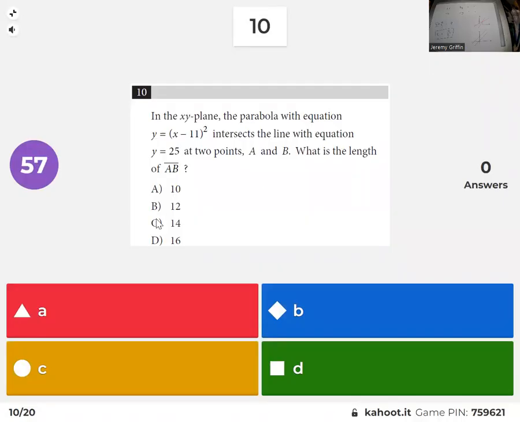A parabola with that equation intersects that line at 2 points A and B. What is the length AB? Okay. Let me give you guys some hints. The second equation is just a horizontal line. And that parabola, that whole minus 11 just shifts it horizontally, which may not affect the answer. You get it from there.